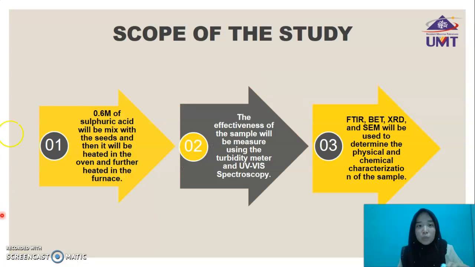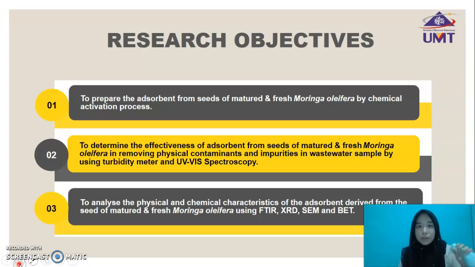And this is the scope of my study. We will mix the samples, which are the seeds, with sulfuric acid and then heat them in the furnace and oven. The effectiveness of the sample will then be measured using the turbidity meter and UV spectroscopy. At the end, we use FTIR, BET, XRD, and SEM to determine the physical and chemical characterization of the sample. This is the research objective: to prepare the adsorbent, to determine the effectiveness of the adsorbent, and lastly to analyze the physical and chemical characterization using these instruments.